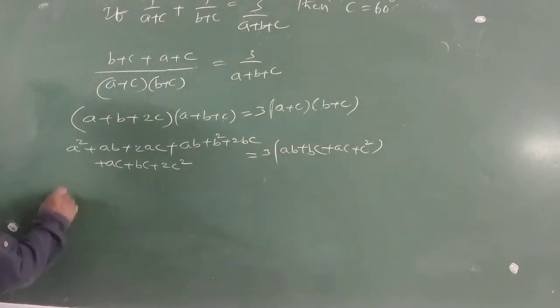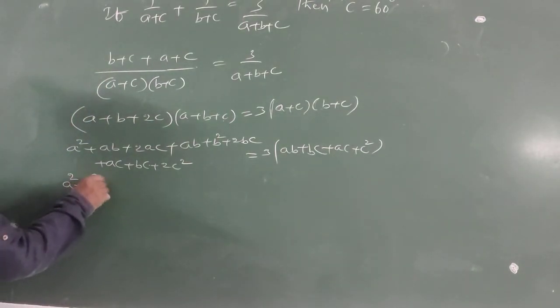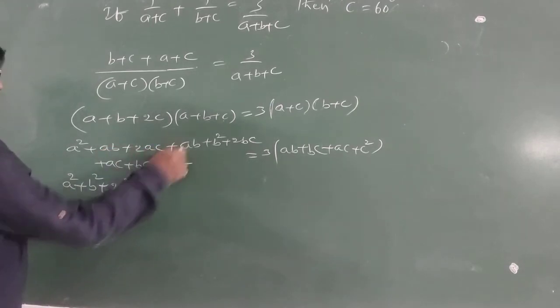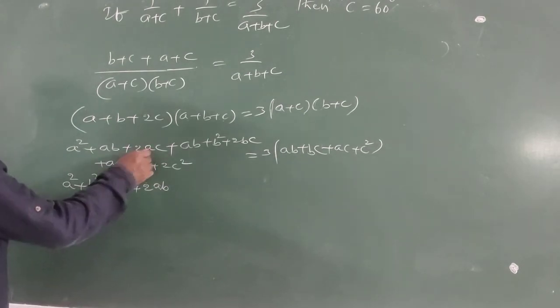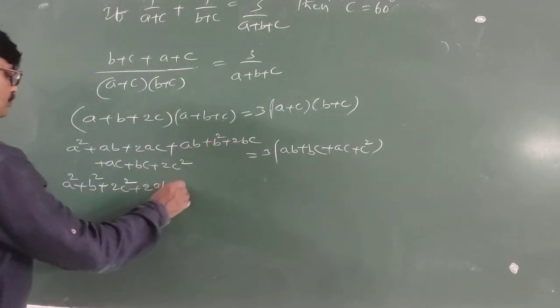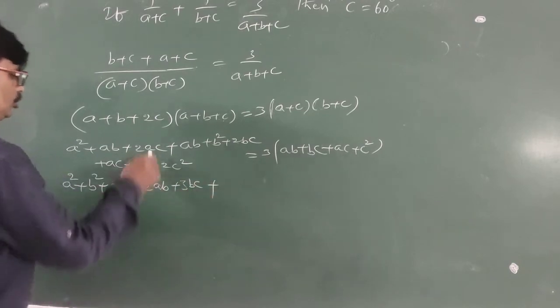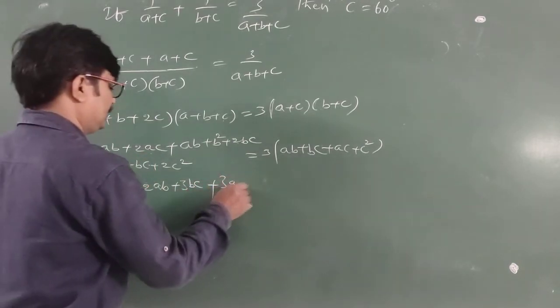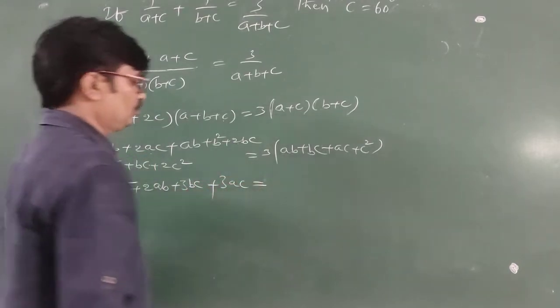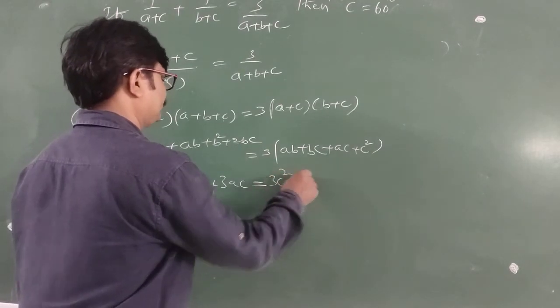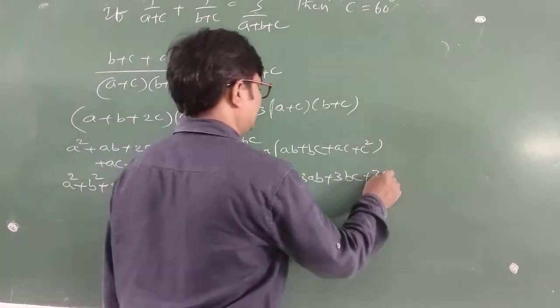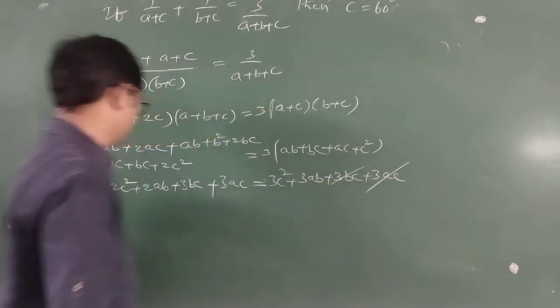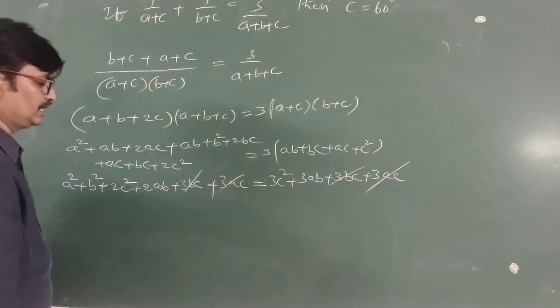So students, first we can write a square plus b square plus 2c square. Is there ab plus ab, 2ab. After that 2ac, after that 2bc plus bc, 3bc, 2ac plus ac, 3ac. This is, students, we can write as 3c square, 3ab, 3bc, 3ac. The 3bc and 3ac cancel.